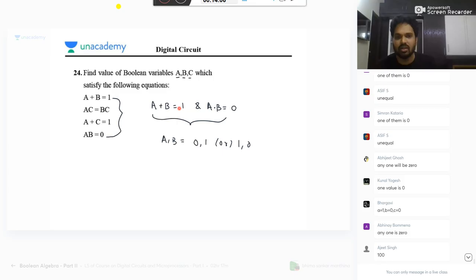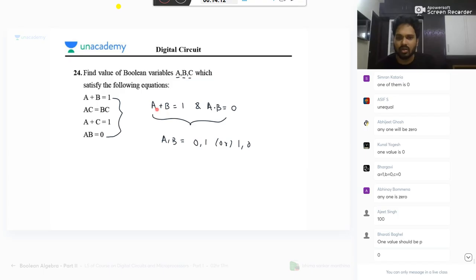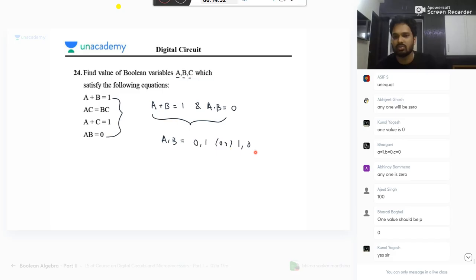Yes or no? Because if A plus B equal to 1, there may be 1, 0, 0, 1 or 1, 1. AB equal to 0, it can be 0, 0, 0, 1, 1, 0. If both are to be satisfied, then only this case. It cannot be 1, 1 because 1, 1 will give A into B as 1. It cannot be 0, 0. 0, 0 will satisfy this, but it will not satisfy the other. So both should be satisfied means it should be either 0, 1 or 1, 0.